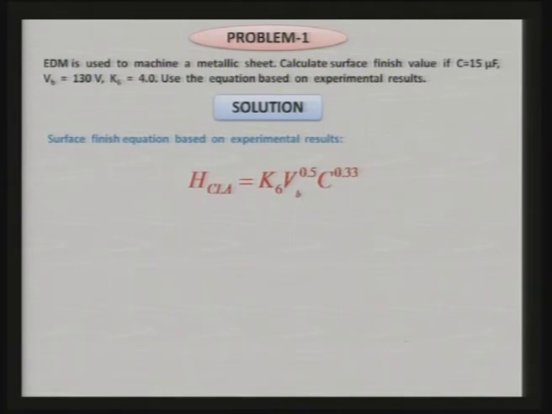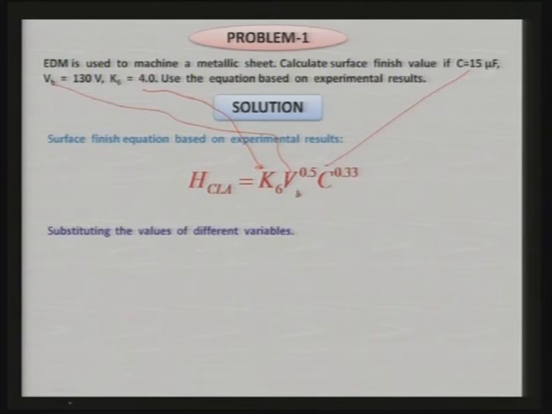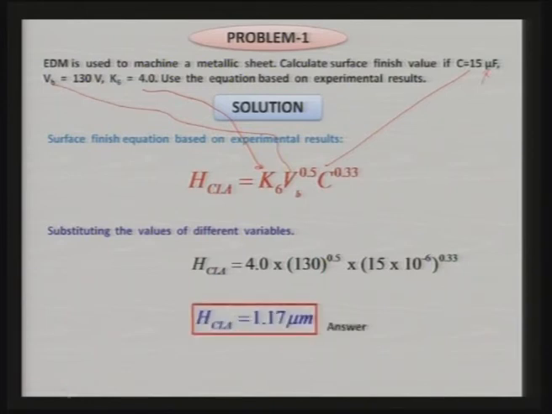We are already given the value of C and V_V, and K_6 is also given. Substitute these values in this equation, then you will get HCLA is equal to 4 into 130 raised to power 0.5 and 15 into 10 raised to power minus 6, because this is in microfarad, and 0.33. If you solve this, you will get HCLA is equal to 1.17 micron.